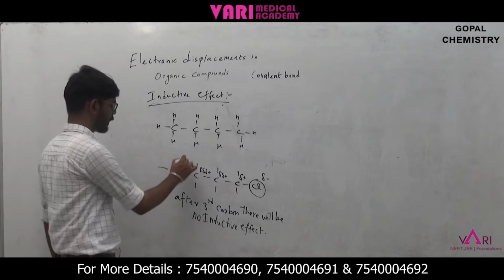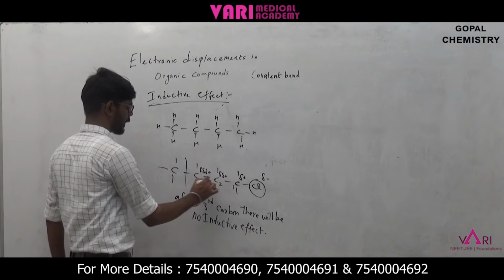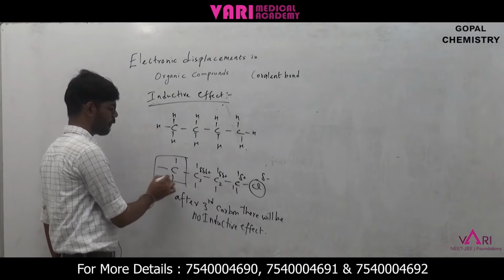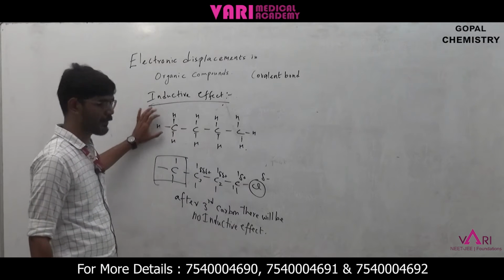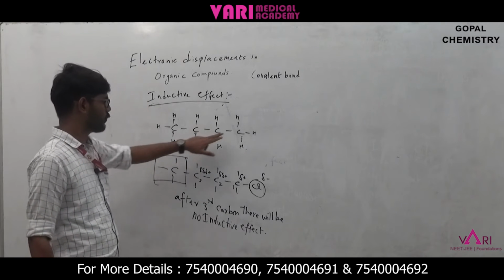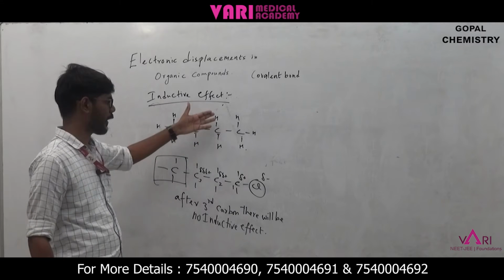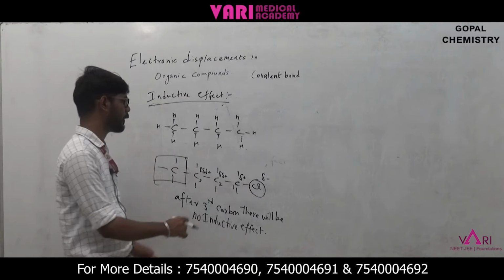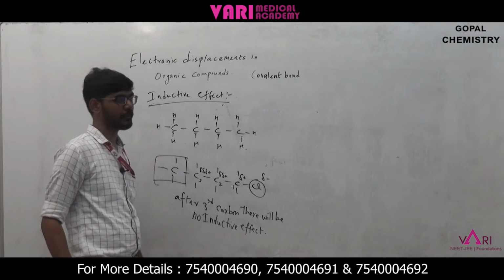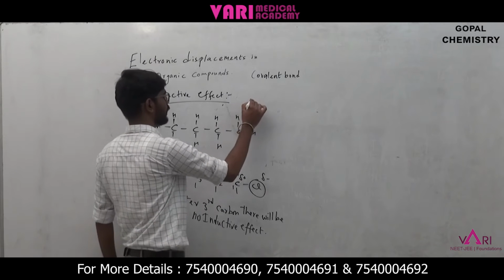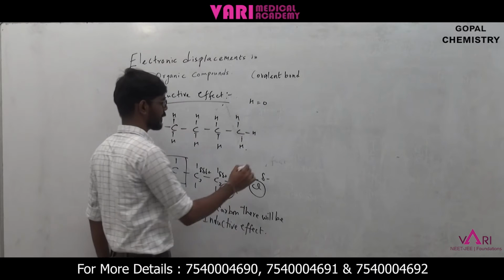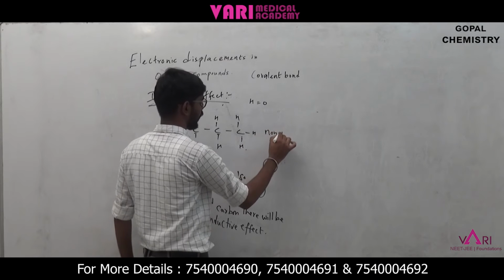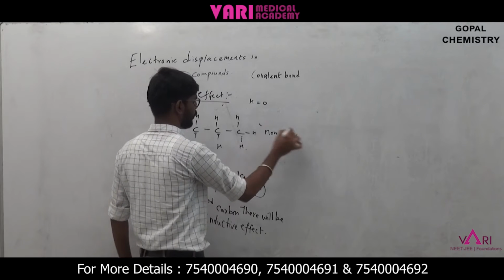Okay, so after the third carbon, this is the first carbon, the second one, the third one. Here no inductive effect is witnessed. Once again, this is n-butane. The carbon is in the main chain and hydrogen is bonded with this carbon. The inductive effect of hydrogen is assumed to be equal to 0, so no polarizability is attained. So this is non-polar.